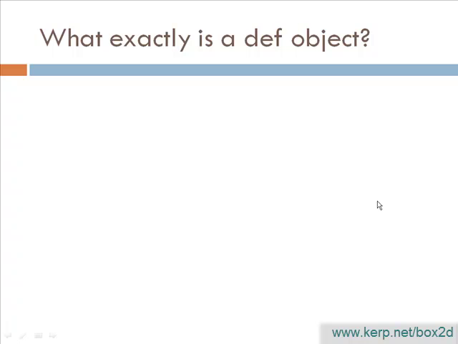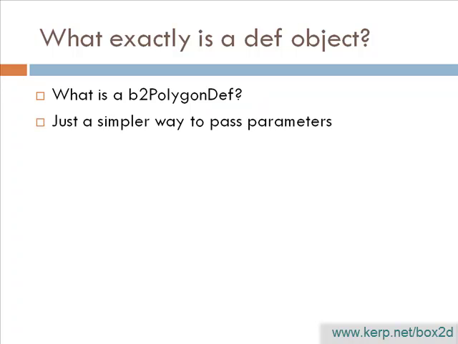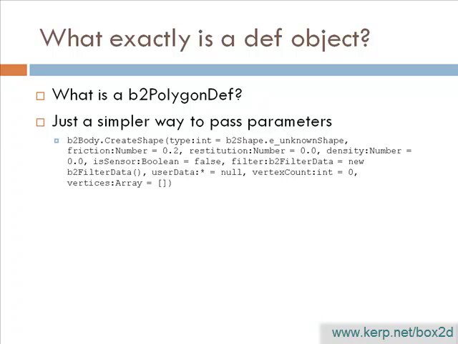So probably the best way to answer the question of, for example, what is a b2PolygonDef, is really just think of it as a simpler way to pass parameters. And that's really it. So if we didn't have these b2PolygonDef objects, our function for creating a shape might look a little something like this. We'd have a whole bunch of parameters that we want to pass in with a whole bunch of default values. I'm not even sure this can work because I'm creating an object as a default value, which I don't think you're allowed to do in ActionScript.